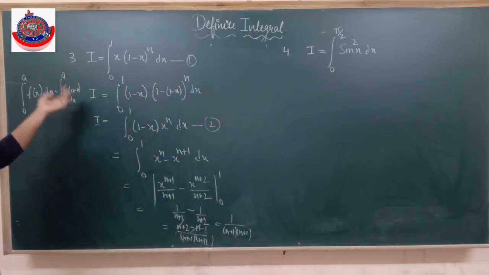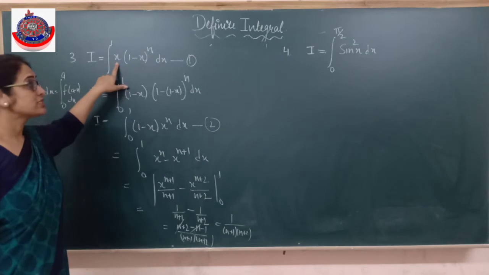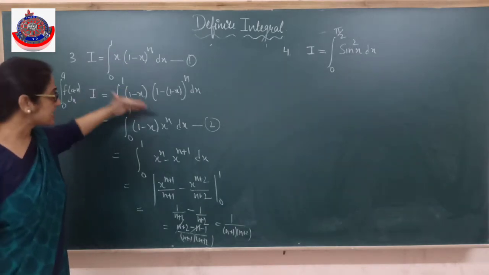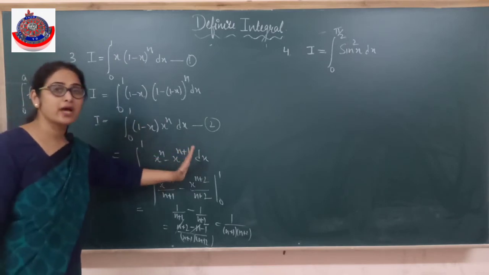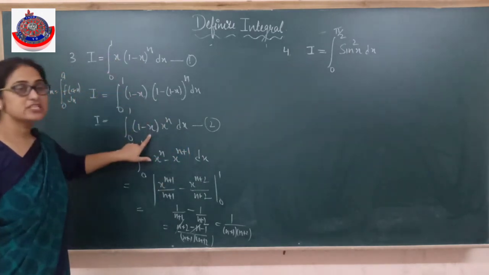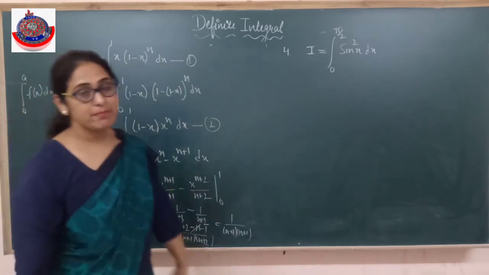So how useful this property was, right? I was not able to integrate it because x was simple and the power was on this. I cannot take this x inside. But as soon as we applied the property, x switched to n. n came here and this was simple. Now the multiplication inside the bracket was very easy. So that's why we applied this property.